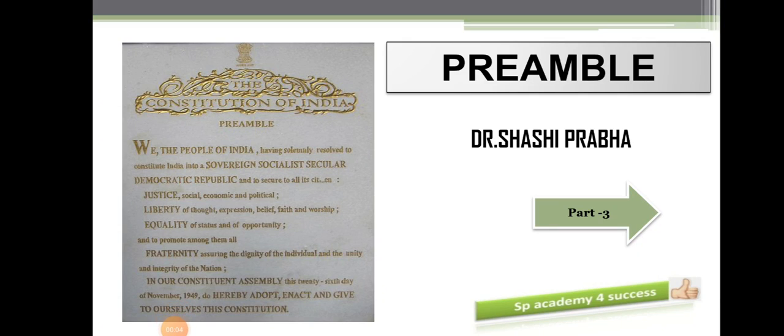So, this is part 3 for the topic that is all about the preamble. In the previous parts, we have discussed many points regarding the preamble. Let us see what are the different points that we have discussed about the preamble.